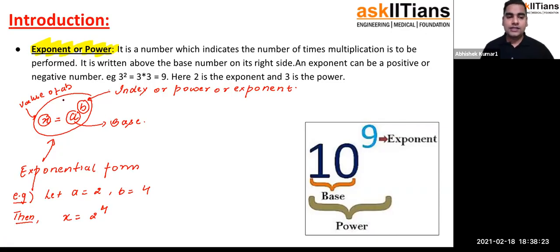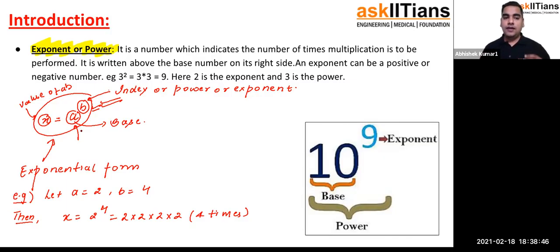Now we need to understand what this exponential form actually says. 2 raised to the power 4 means what? That means we are multiplying this how many times? We are multiplying this 4 times. Understood? That means whatever value is written as the base needs to be multiplied the number of times we have the power.